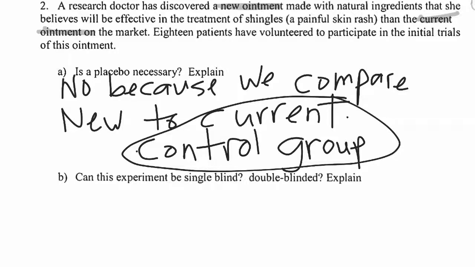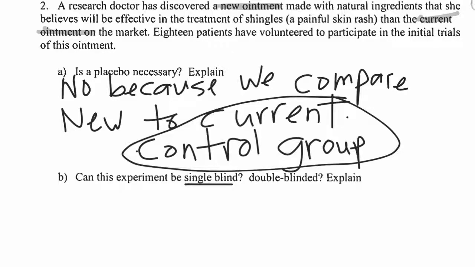Now, look at part B though. See, we like blinding it. That's what you guys said. We want to blind it because what we're measuring is pain. And if we're measuring pain, what kind of response is that? Psychological. And if we have a psychological response, then we should probably hide from them if they're getting the good one or the not so good one, whichever one that is. So can this be a single blind or double blind? What does single blind mean?